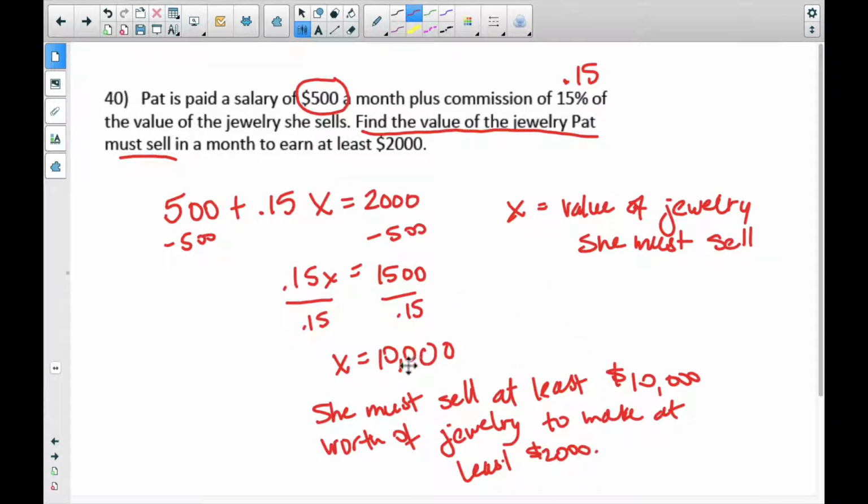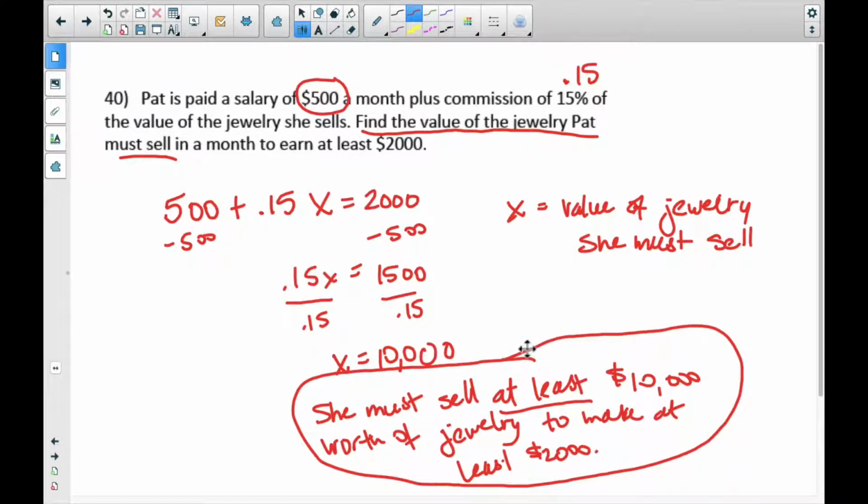Now, like I said, this is when we can start making some sense of it. If we put it into words, that means she must sell at least $10,000 worth of jewelry to make at least $2,000. Remember, x was the value of the jewelry, so I knew that was dollars. So she had to sell at least that much in order to make at least 2,000. I think this answer in words is all you need here, but if you wanted to make it into an inequality, you would say that x has to be greater than or equal to 10,000 in order to make that much money.